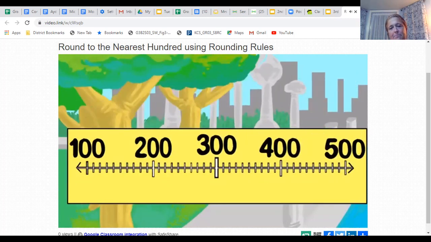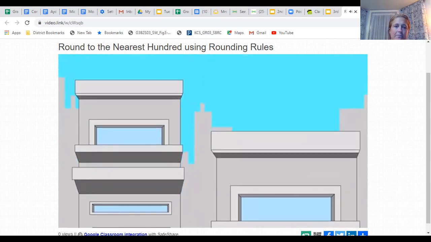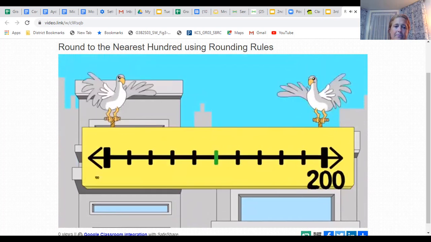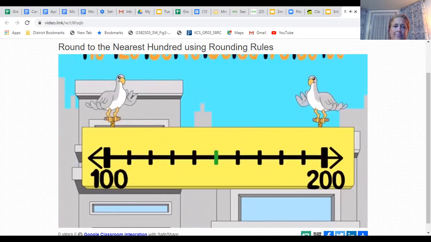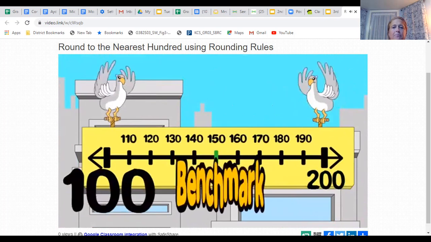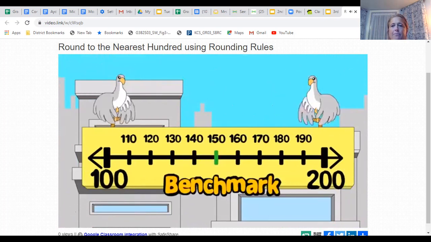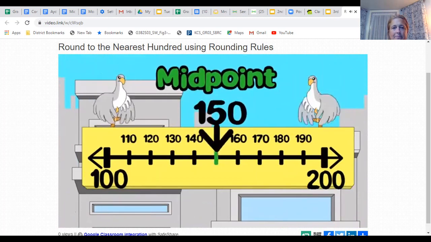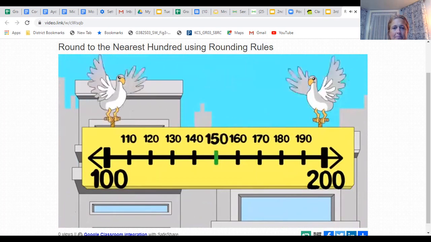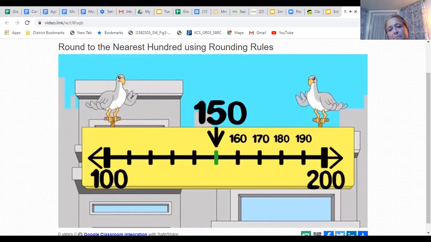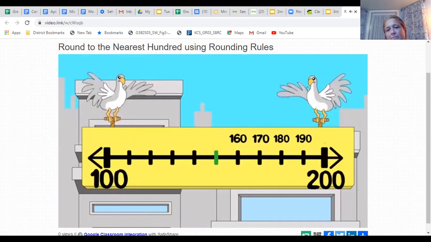Here are some useful things to know. You can show any number on a number line. Numbers to the right have a greater value than numbers to the left. The nearest 100 on either side of our number is a useful benchmark. And the midpoint is the number that is halfway between two benchmarks. If the number you want to round is less than the midpoint, round down. If the number you are rounding is at the midpoint or greater than the midpoint, round up.